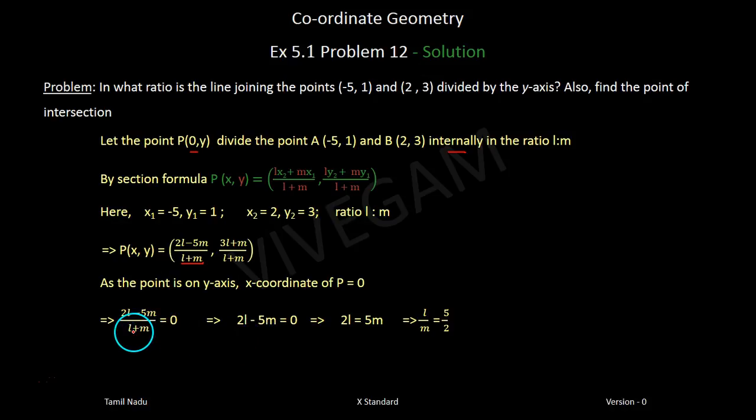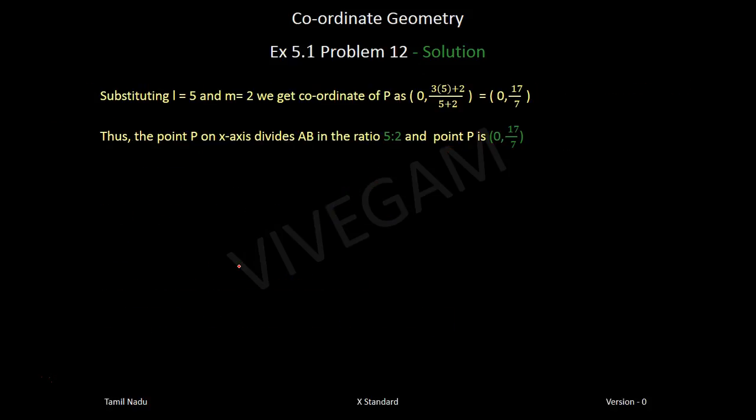On simplification, L plus M goes up and it becomes 0. So 2L minus 5M will be 0, or 2L will be equal to 5M, or L by M will be equal to 5 by 2. So the ratio is 5:2. L equal to 5 and M equal to 2. Now we substitute those values here for the y-coordinate. So it will become (3 into 5 plus 2) divided by (5 plus 2). That will be the y-coordinate of point P. So substitute L equal to 5 and M equal to 2.